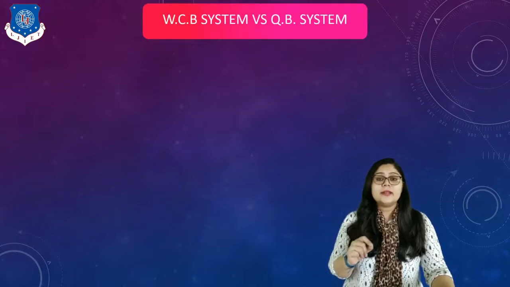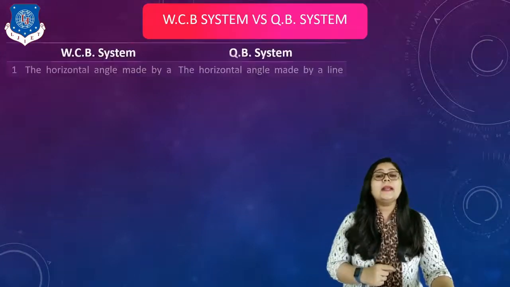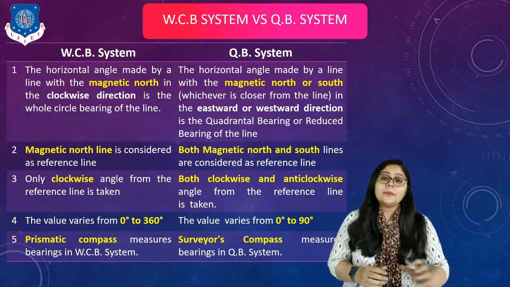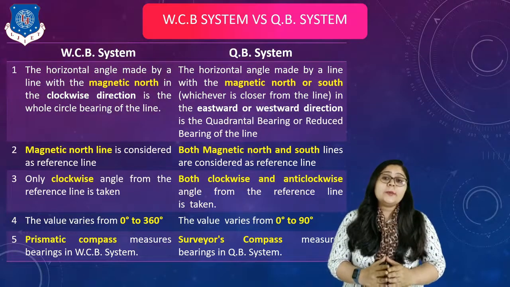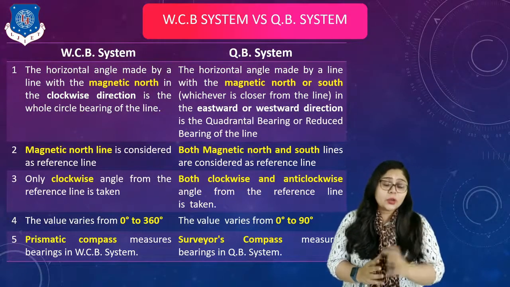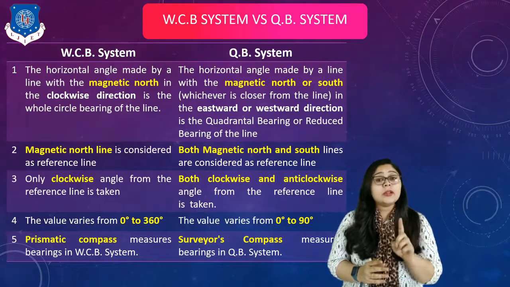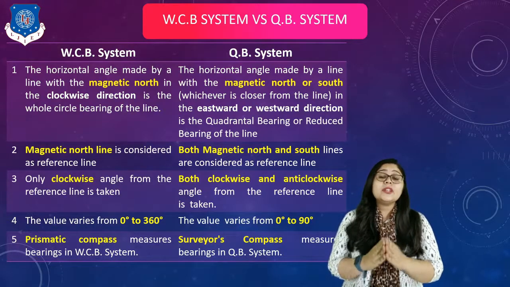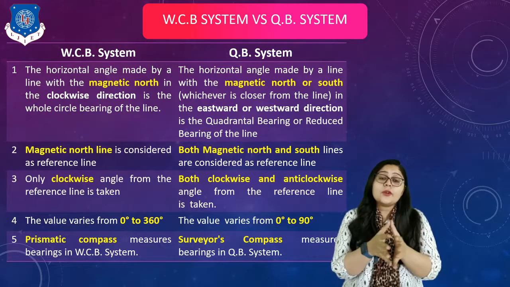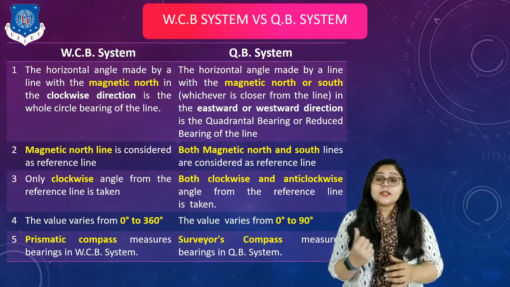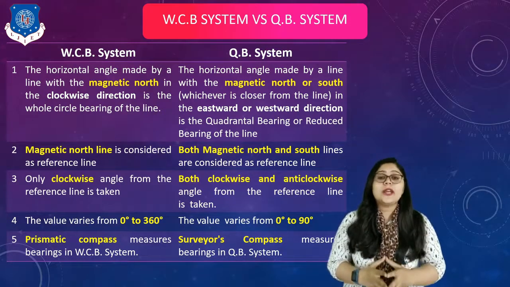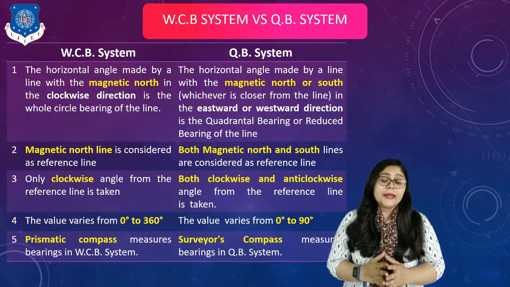Now let's understand the difference between the WCB system and the QB system. So here you can see on screen, in the WCB system, the horizontal angle is made by a line with the magnetic north and in clockwise direction only. As I said, in the quadrantal system, it is with respect to magnetic north as well as south, whichever is closer to the line, in the eastward or the westward. It means in the clockwise and the anti-clockwise direction for quadrantal bearing, right?